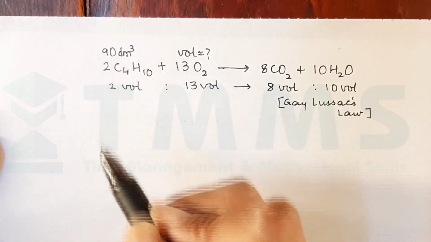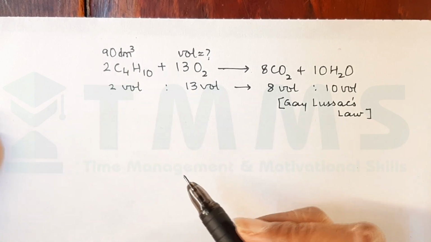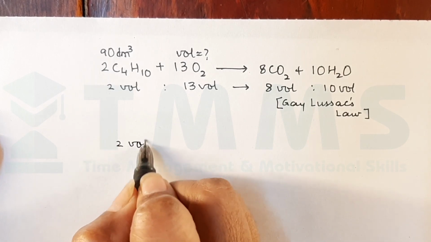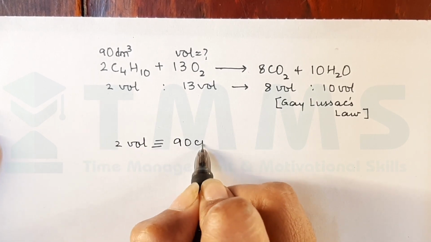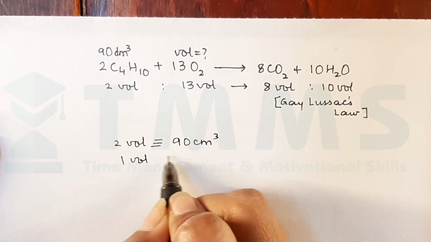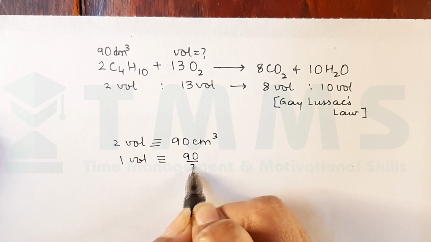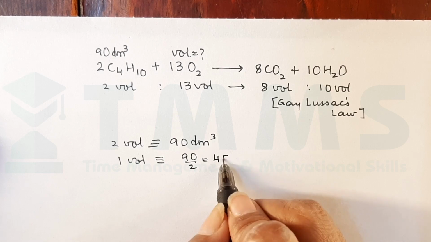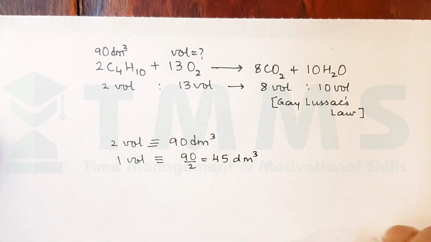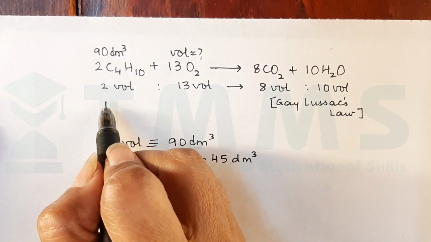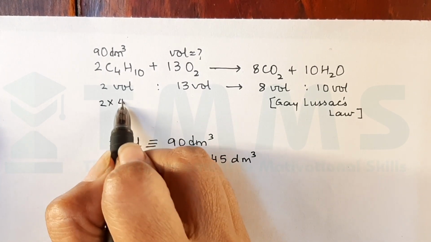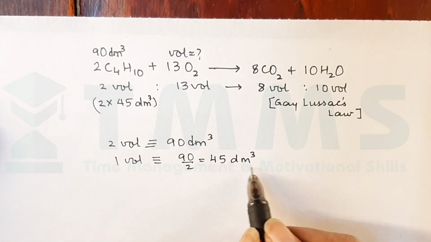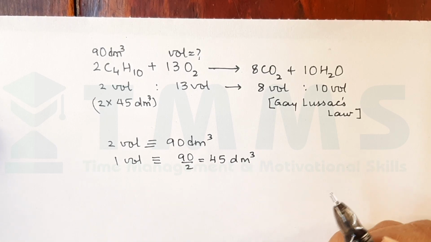Now, let us look at this. If two volumes are 90 dm cube, so one volume becomes how much? So we will write two volumes correspond to 90 dm cube, and so one volume will correspond to 90 upon 2, which is 45 dm cube. Okay, so if there are two volumes, we will write it will be 2 multiplied by 45 dm cube. Why would we do that? Because one volume came out to be how much? 45 dm cube, right?